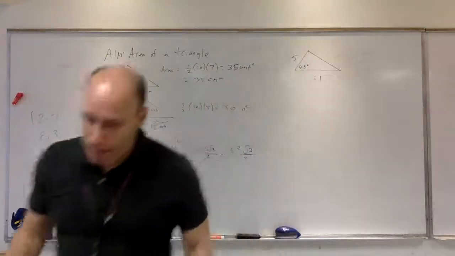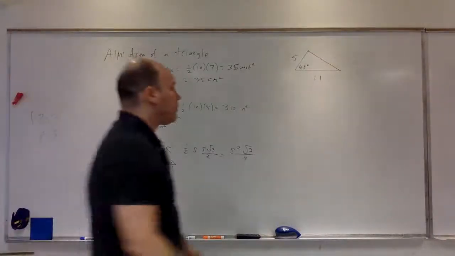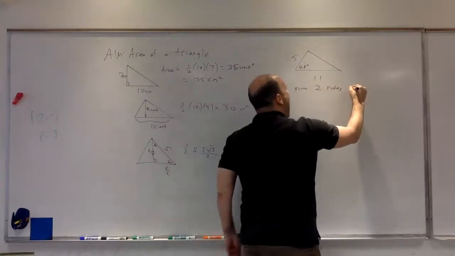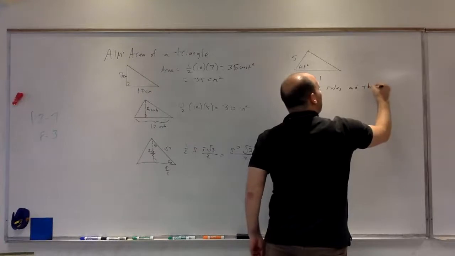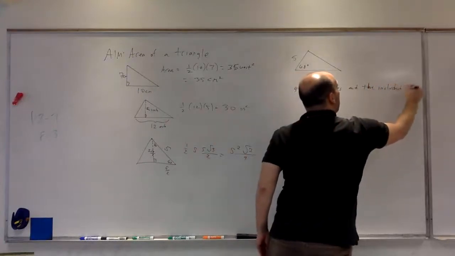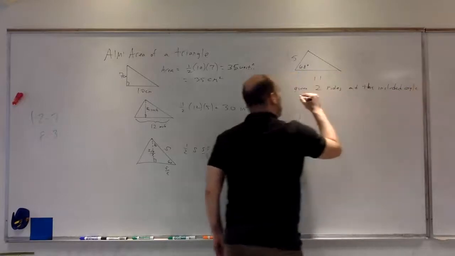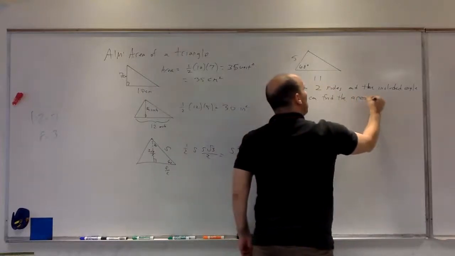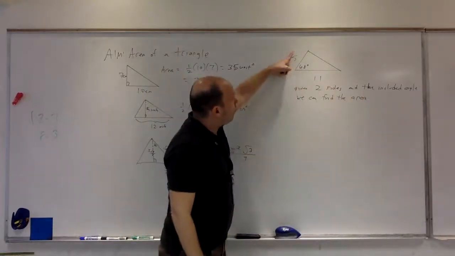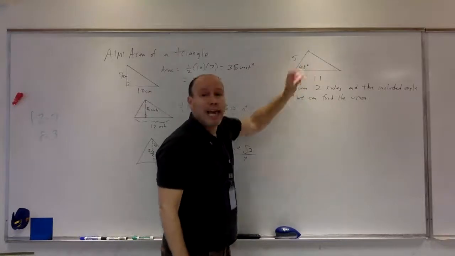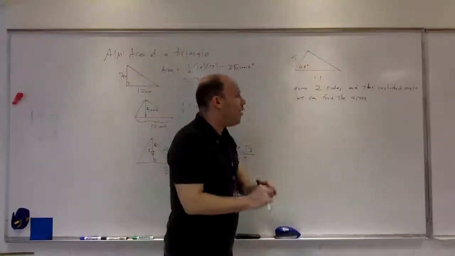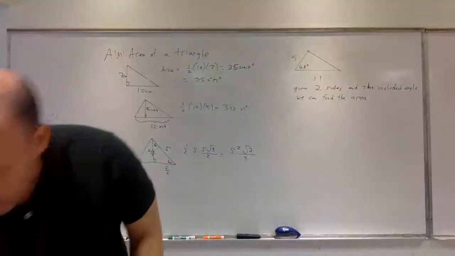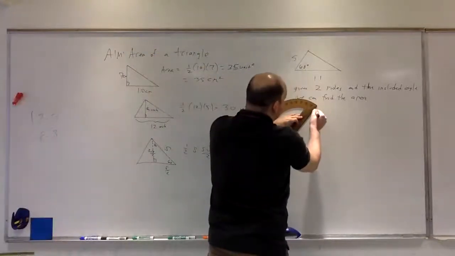So let's take a diagram. The idea is, given 2 sides and the included angle, we can find the area. Once again, we have 2 sides and the included angle, and we can find the area. So let's derive the formula. I'm not going to ask you to derive it, but let's take this triangle. This is any triangle.